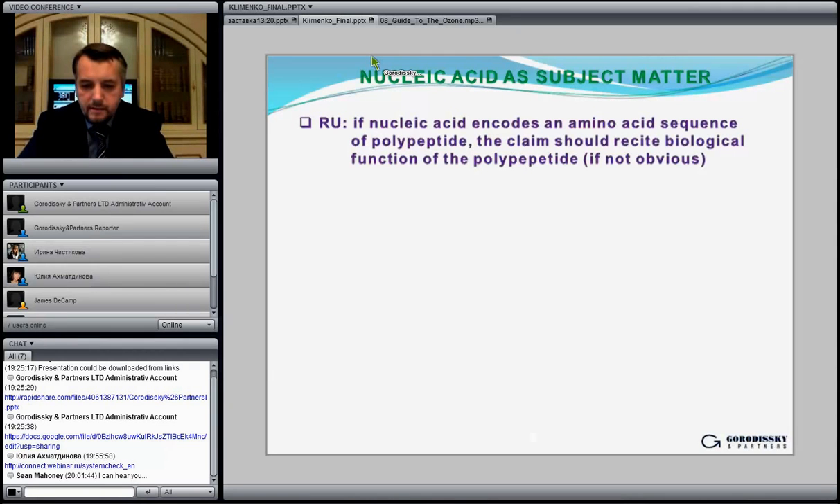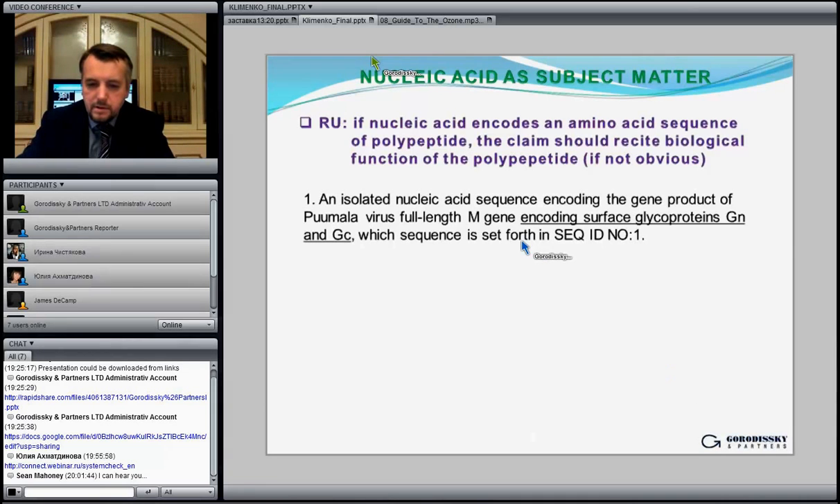Two more things to add to this nucleic acid picture is that there is an extra legislation which requires that if a nucleic acid encodes some protein, it should be clear from the language of the claim what this protein is for. You cannot just have a claim where the nucleic acid encodes protein X. So in a real-life example, isolated nucleic acid encoding for product of M gene, we were requested by the examiner to add this underscored language, which explains what this M gene is actually for.